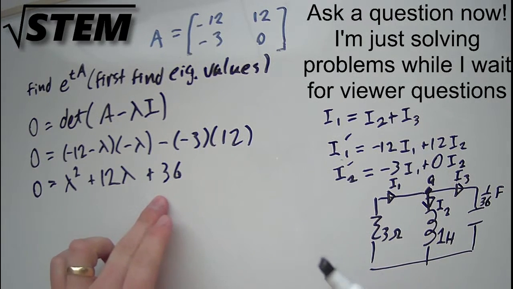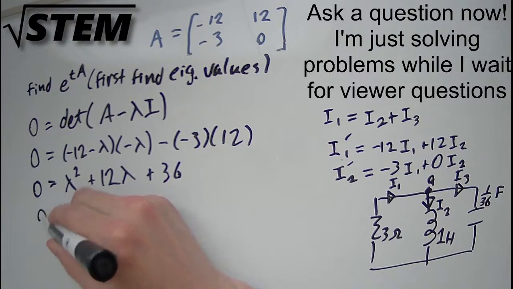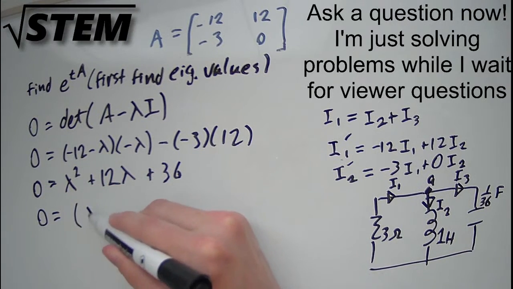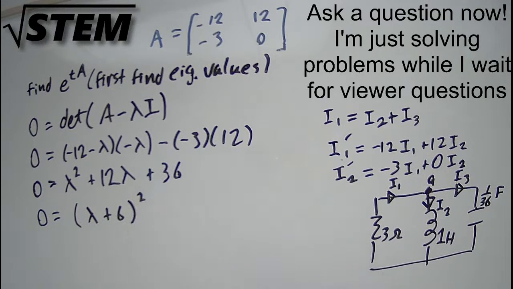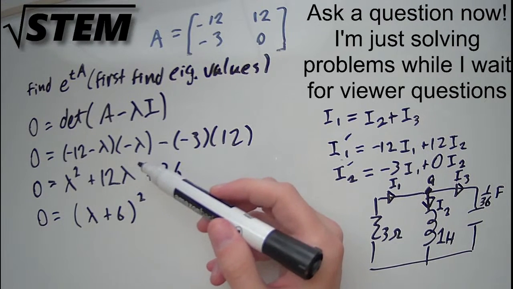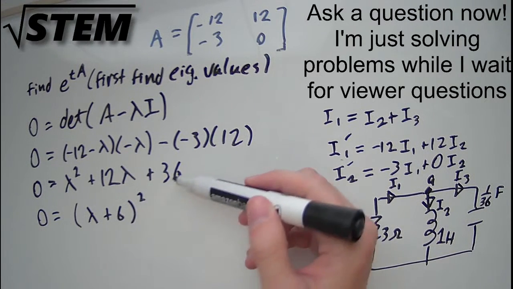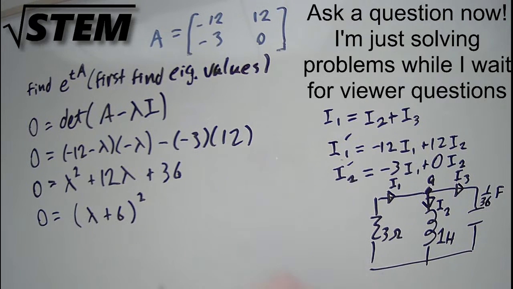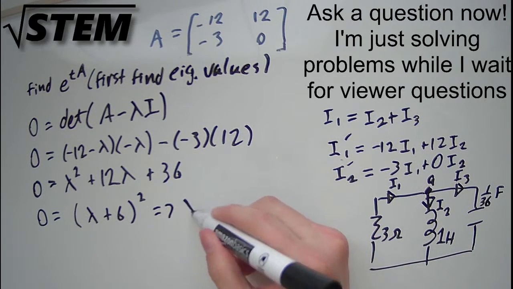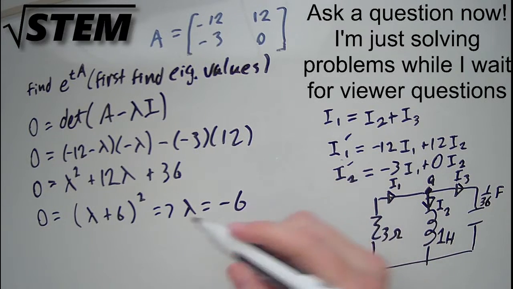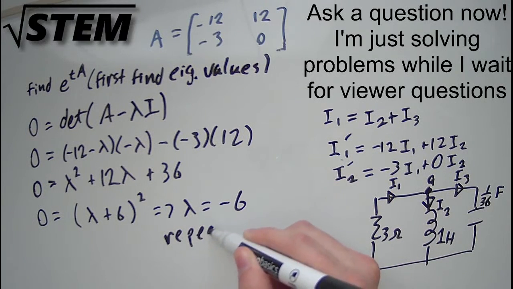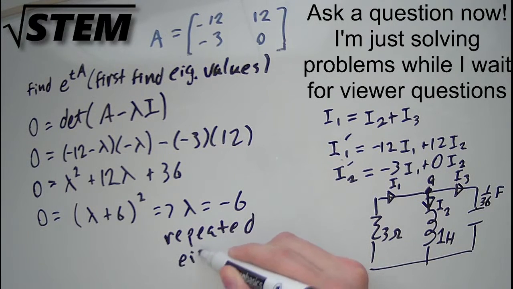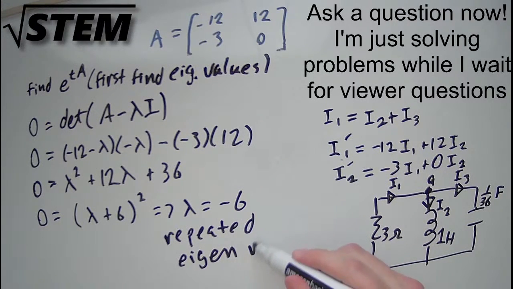So what multiplies to 36 and adds to 12? That would be 2 sixes. So this should be 0 equal to lambda plus 6, squared. Yeah, because you would get a 6 lambda and a 6 lambda, which would add to 12, and you would get 6 times 6 being 36. So that means lambda equals negative 6, and we have repeated eigenvalues.